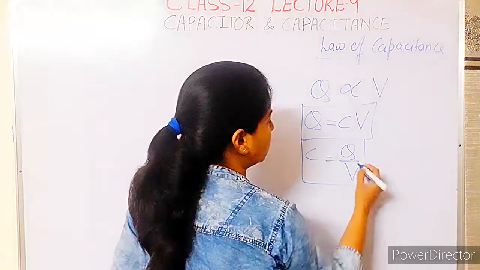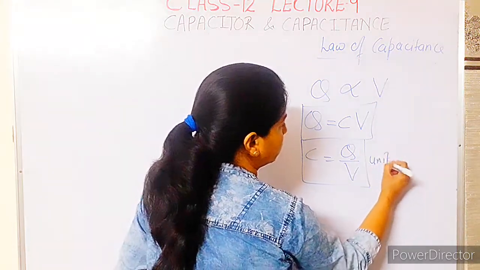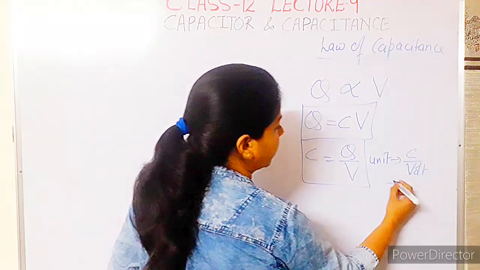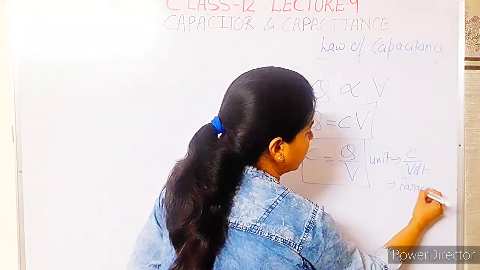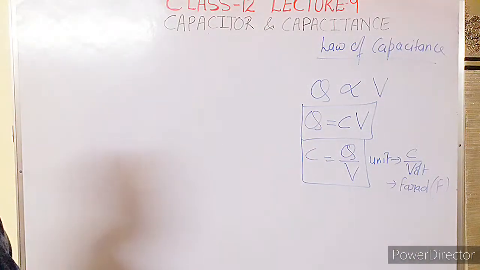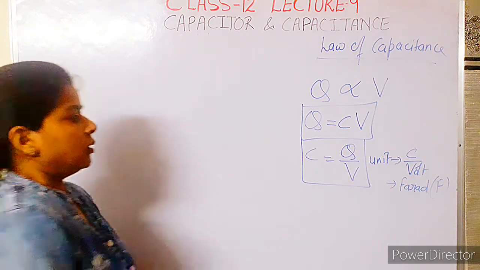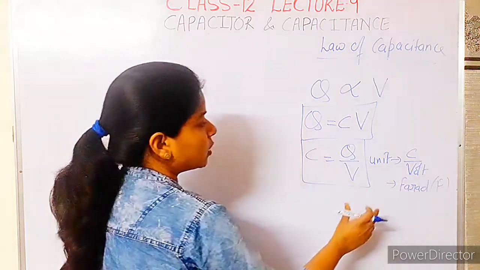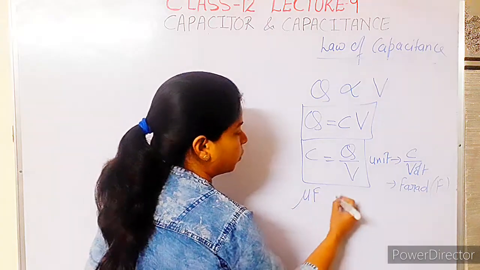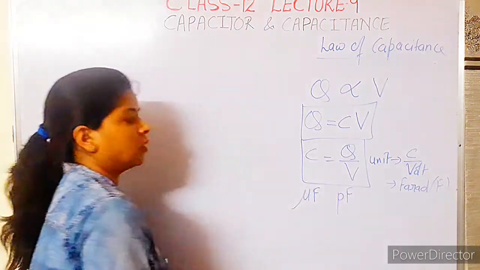This is the formula, and you can identify the unit here: coulomb per volt, combined it is called farad. This is the SI unit, in short written as F. So farad is the SI unit of capacitance, and you know that we generally don't use farad in practical life. We use microfarad or picofarad for devices. So it means what?